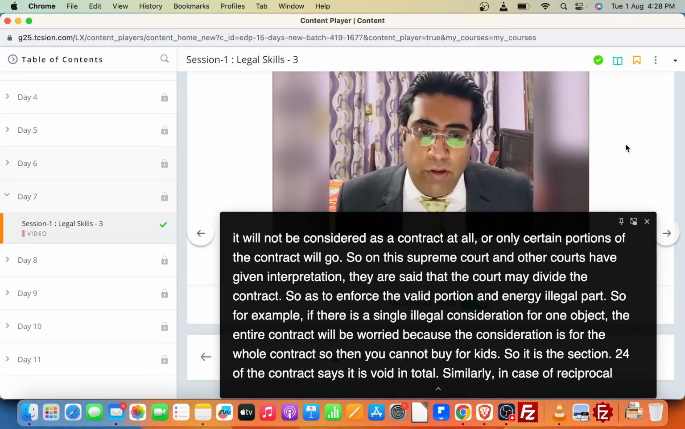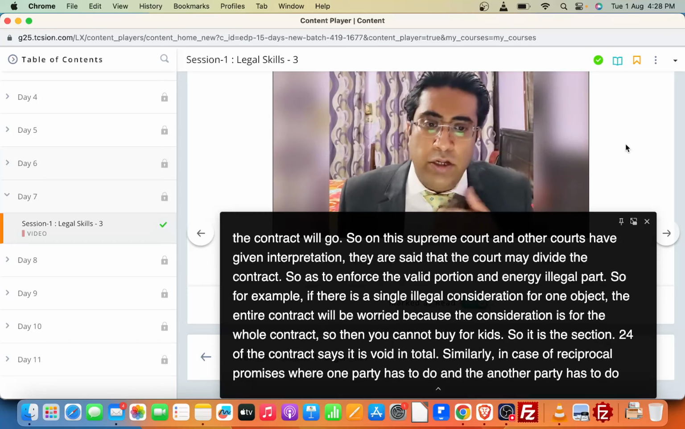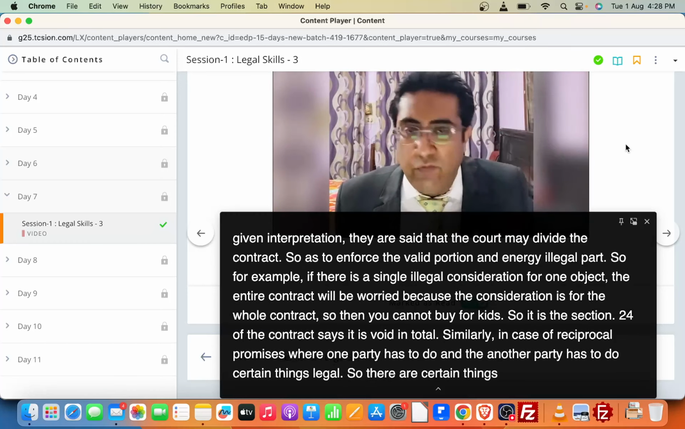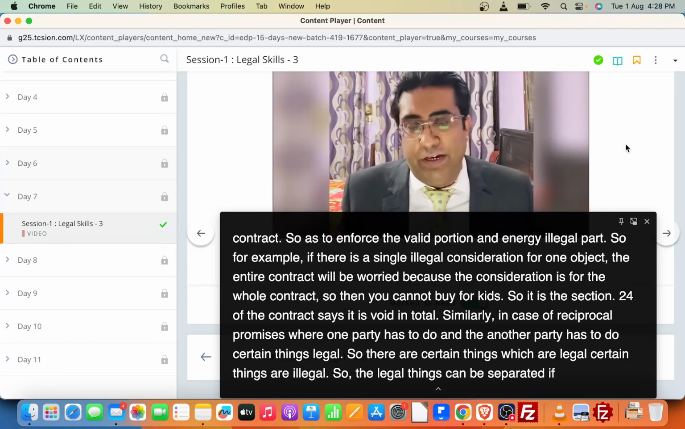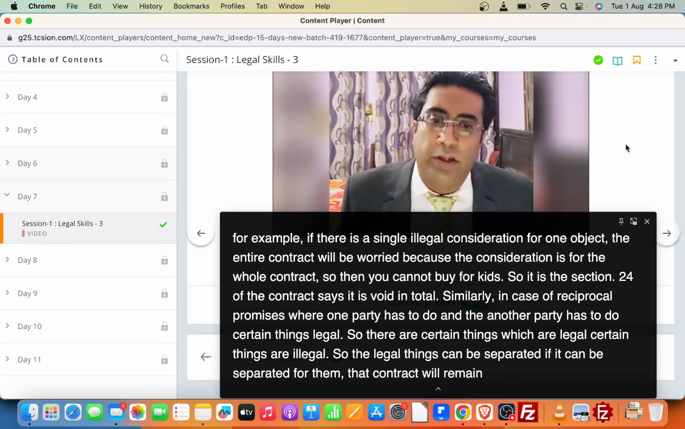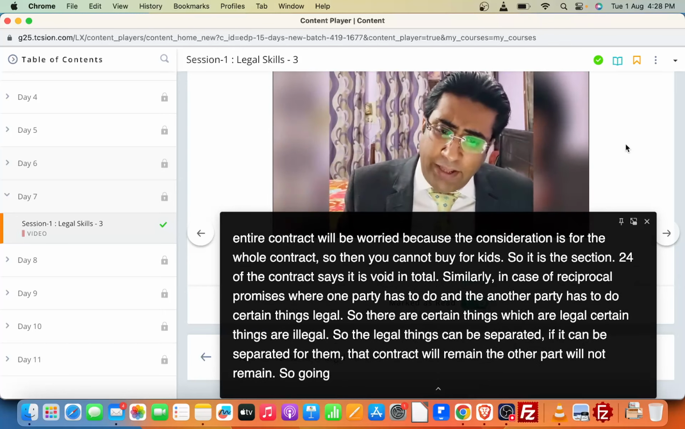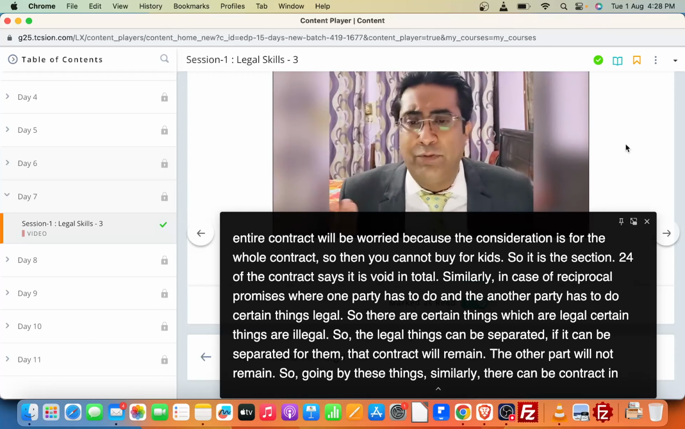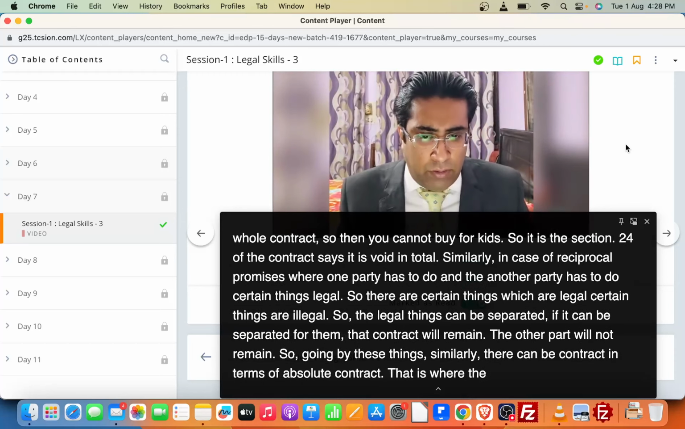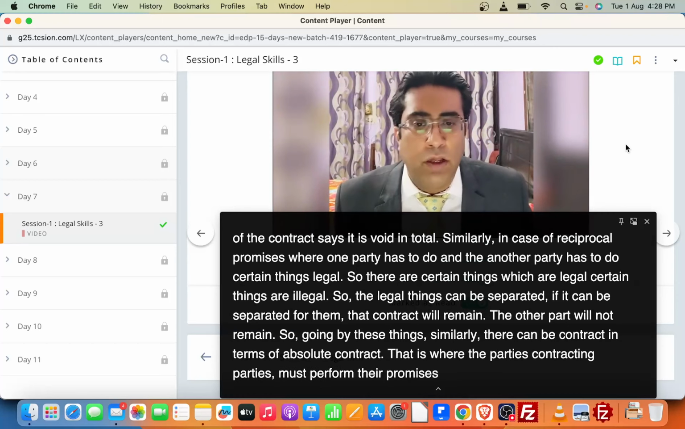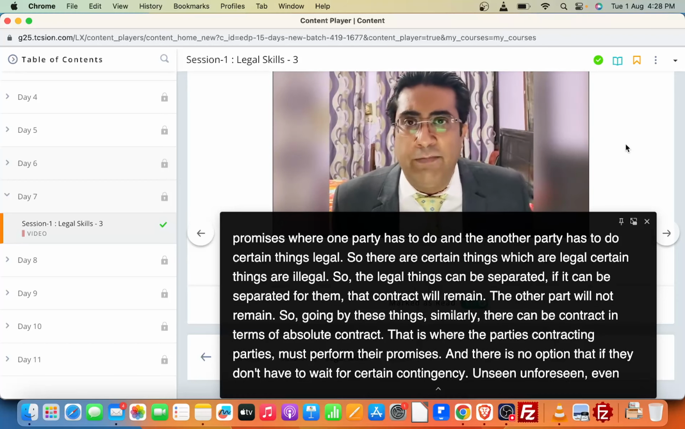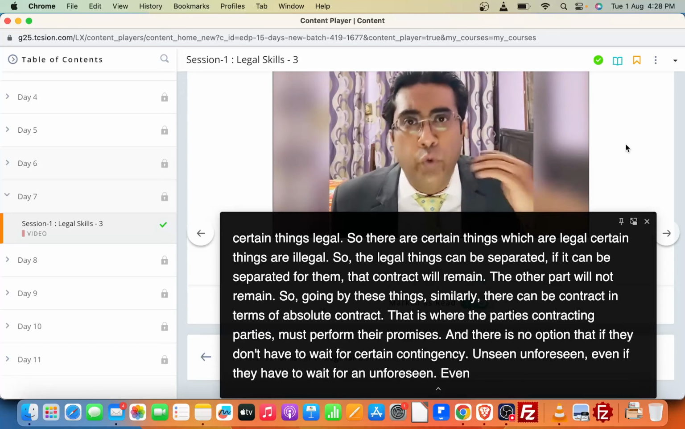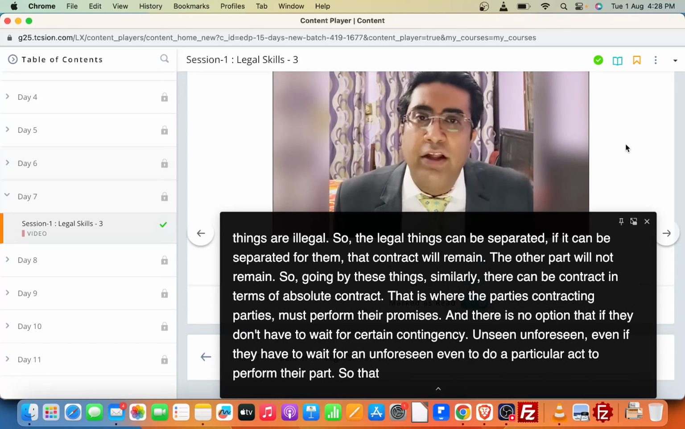Similarly, in case of reciprocal promises where one party has to do and the other party has to do certain things, there are certain things which are legal, certain things which are illegal. So the legal things can be separated. If it can be separated, then that contract will remain, the other part will not remain. Similarly, there can be a contract in terms of an absolute contract, that is where the contracting parties must perform their promises and there is no option, that is they don't have to wait for some unforeseen event. If they have to wait for an unforeseen event to perform their part, that becomes a contingent contract.